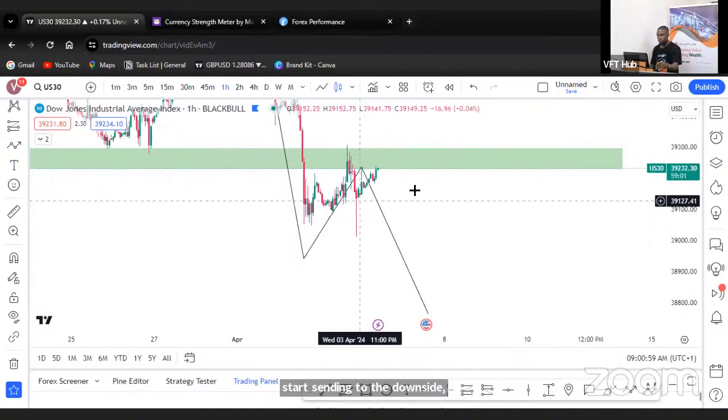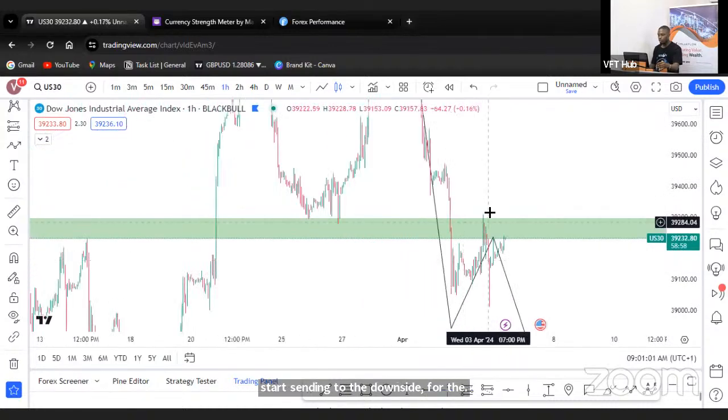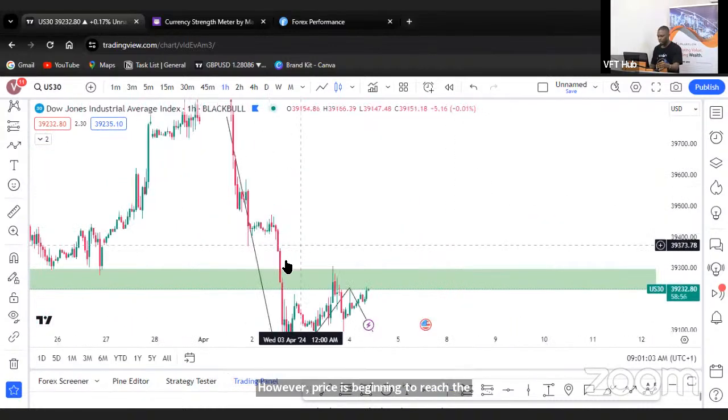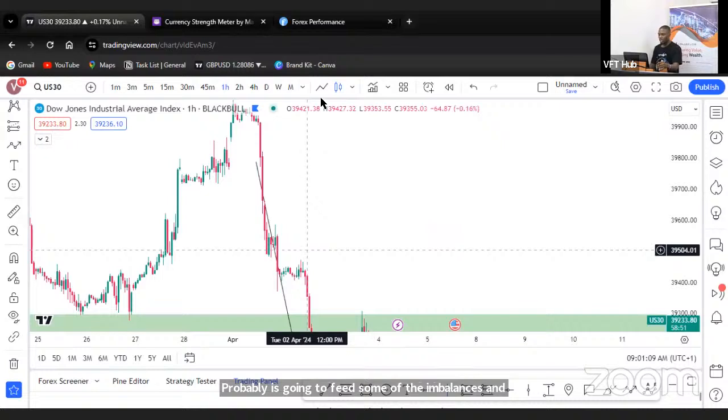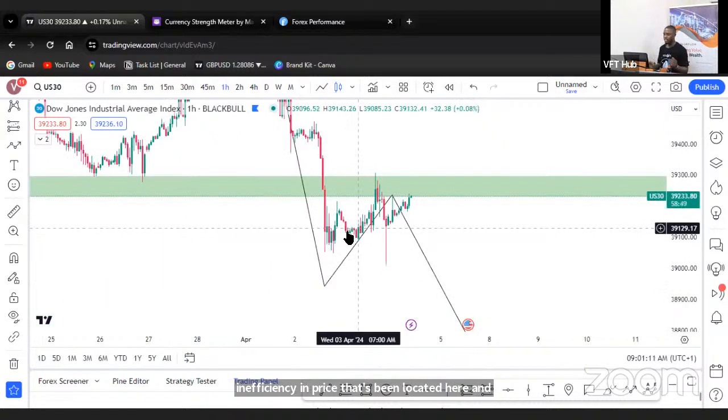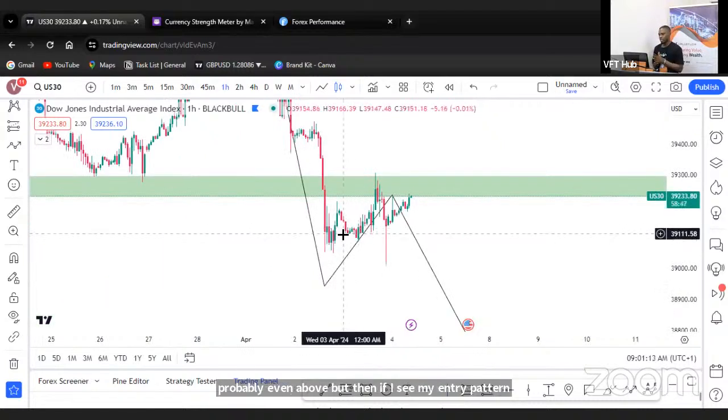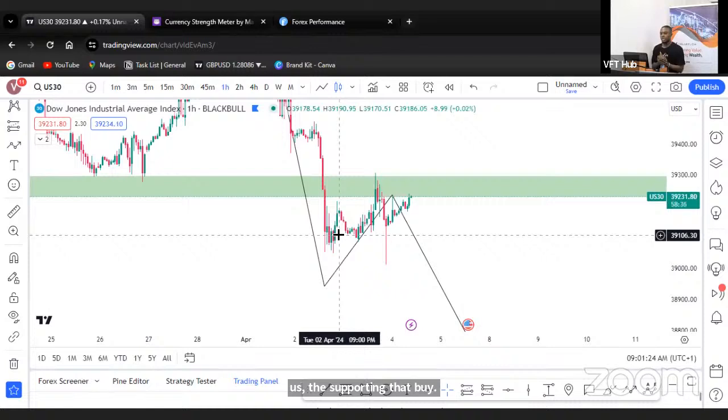However, price is beginning to retrace to the upside. Probably it is going to fill some of the imbalances and inefficiency in price that has been created here and probably even above. But if I see my entry pattern for a buy, I'll still enter a buy now because of the higher time frame bias that is supporting that buy. However, for a sell, I still want to see a clear break, when it comes to things like indices and metals, things like gold.